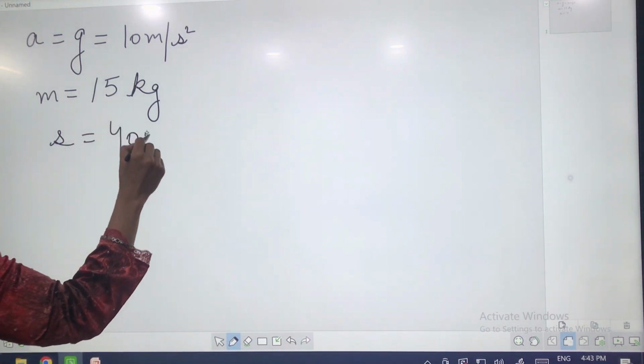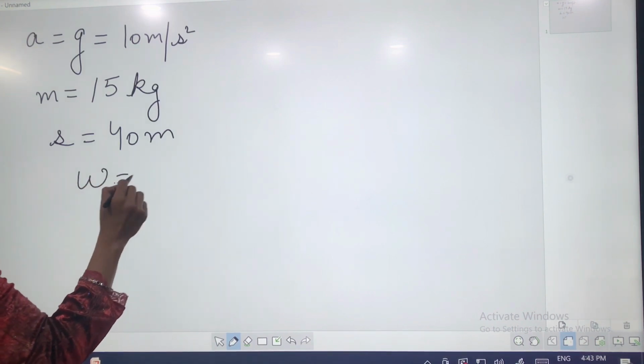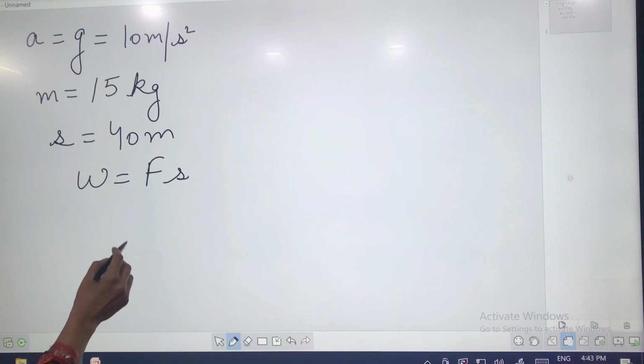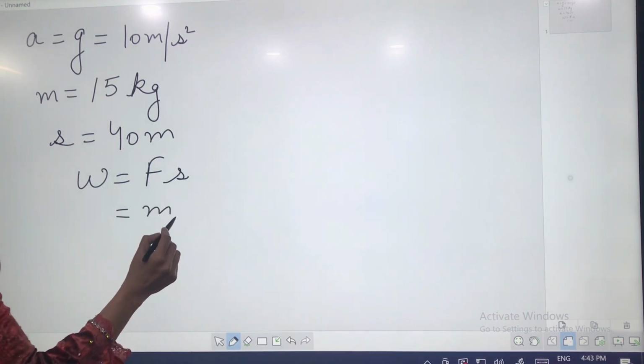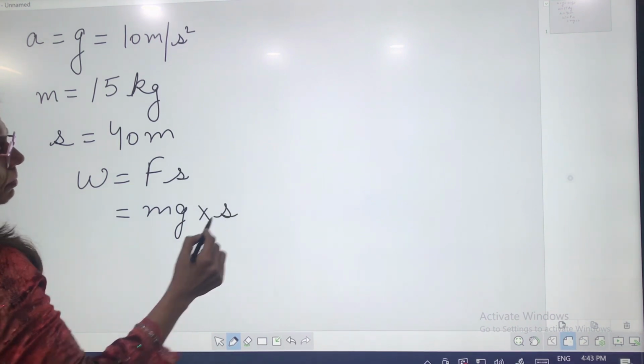And we need to calculate the work done over here. It is a simple formula. We will use work is equal to force into displacement. And what is force? Mass into acceleration. We will take acceleration due to gravity here, and displacement will be s.